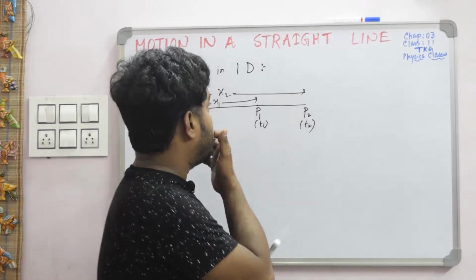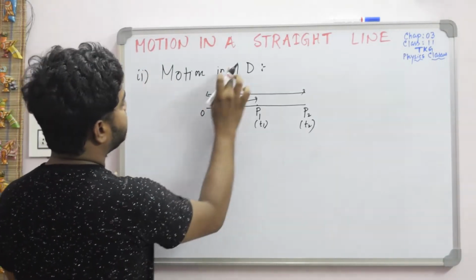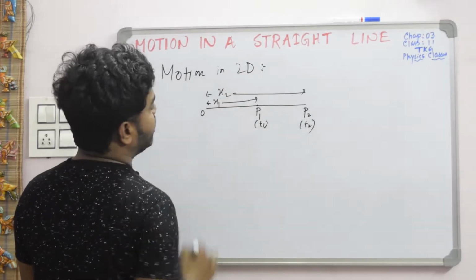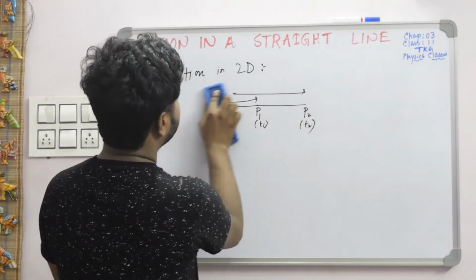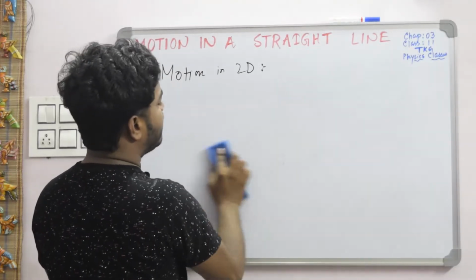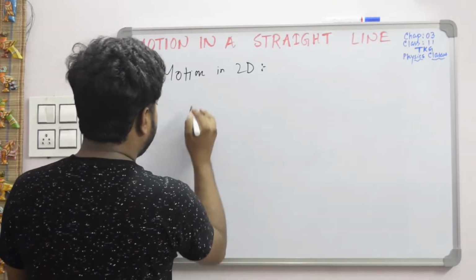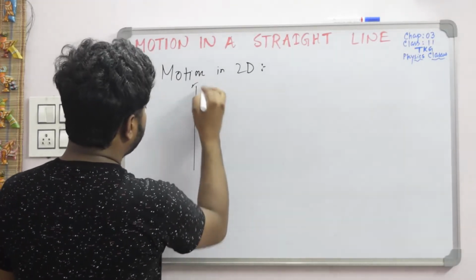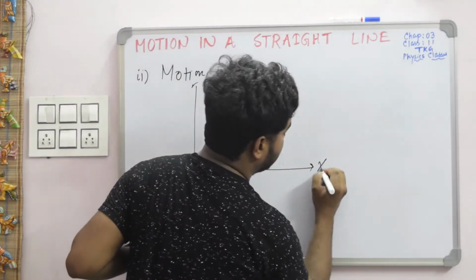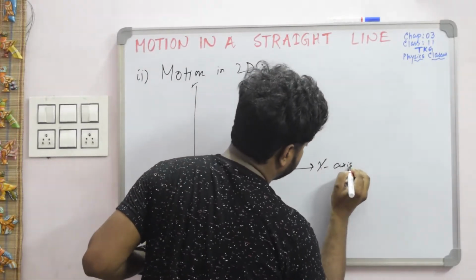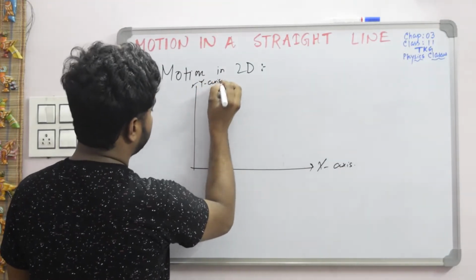Clear? Now the second case, that is motion in 2D, two dimensional motion. So what is two dimensional motion? Same definition: a body is said to be in two dimensional motion when only two coordinates are required for specifying the position of that body. Suppose this is x axis, this is y axis, this is origin.